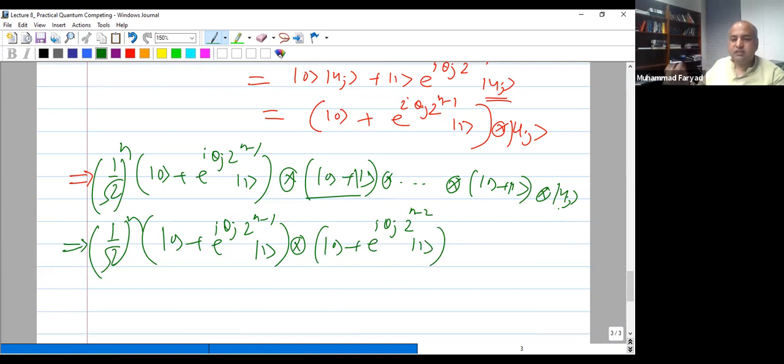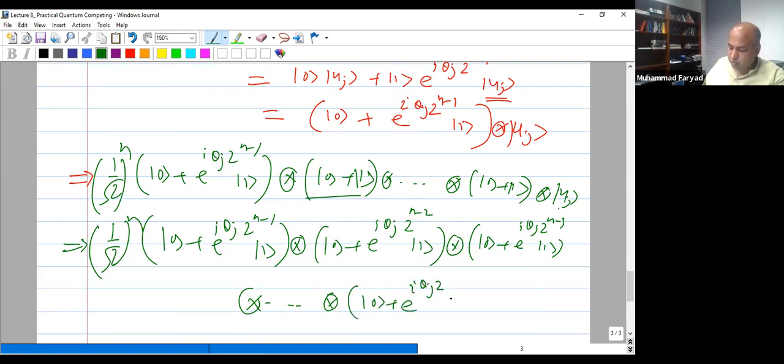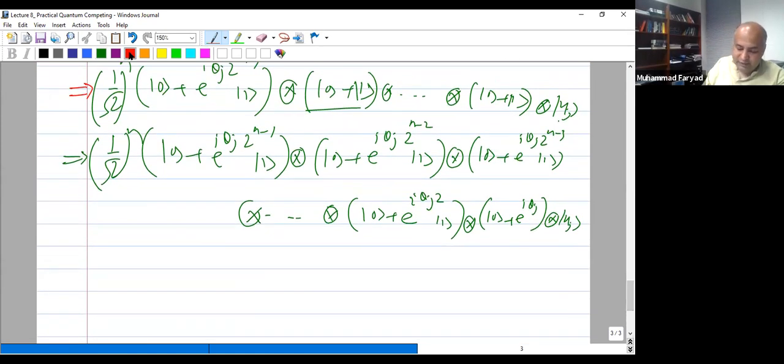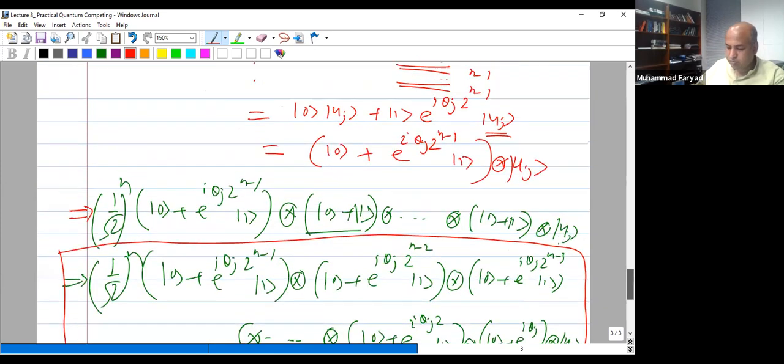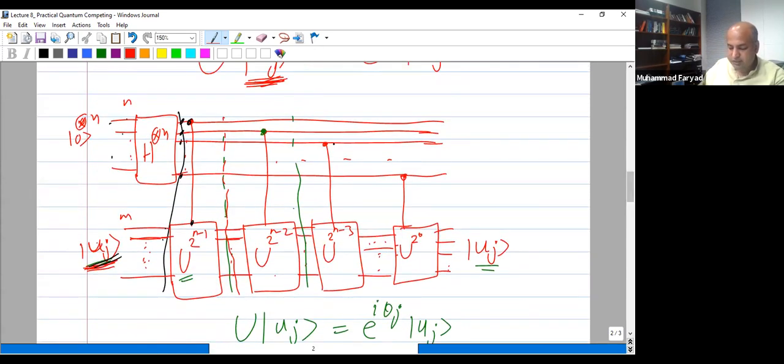But when they also pass through successively all those unitary operations, then the next qubit would be 0+exponential iota theta j 2^(n-3), 1, and so on all the way to the second last qubit, which would be 0+exponential iota theta j 2^(1), and the last qubit would be 0+exponential iota theta j, and uj is still there. So this is what we will get after passing through this circuit that I have shown, this part.